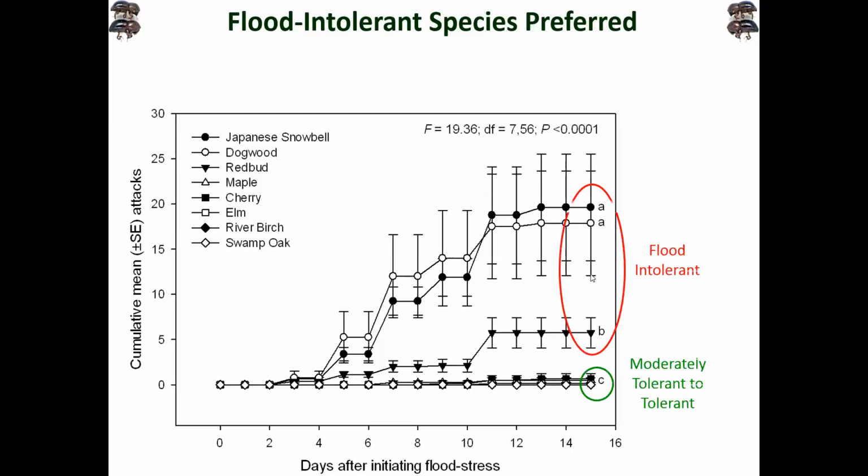And so basically what we found was that, in fact, dogwood, Japanese snowbell, Styrax, and redbuds, which are known to be essentially intolerant to flooding or moderately tolerant, had significantly more attacks than those trees that were tolerant, for instance, river birch and swamp oak. And on top of that, no attacks on any of the non-flooded trees.